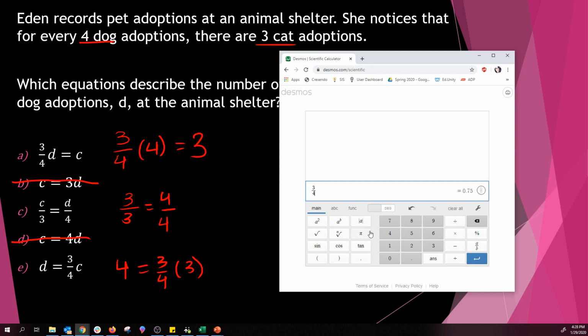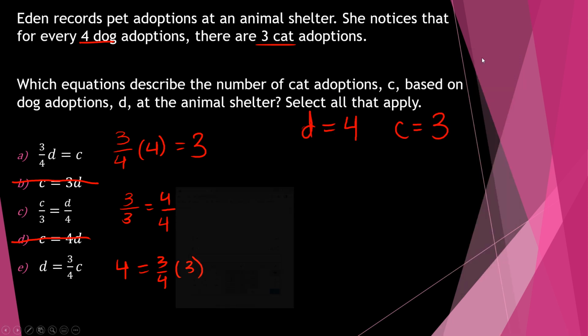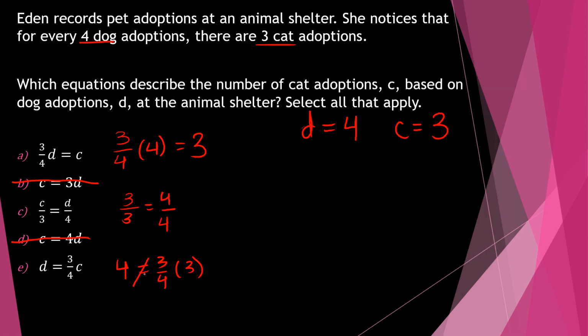So I have 3 over 4 times 4. That gives me 3, which means this first one works. This next one, 3 over 3 is 1, 4 over 4 is 1. So these two also equal each other. Let's check that last one. So 3 over 4 times 3, that does not give me 4, which means this does not equal it, so it cannot be that option, which means we are going to be looking at these two answer choices right here.